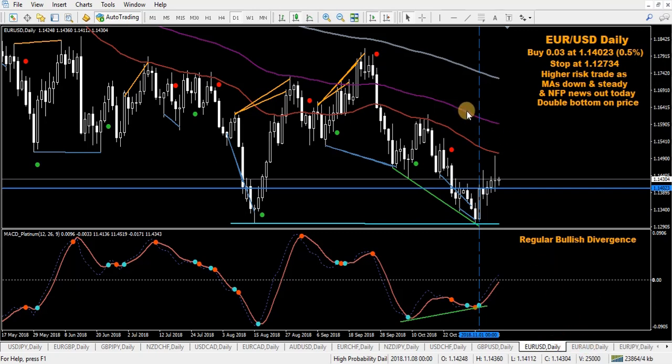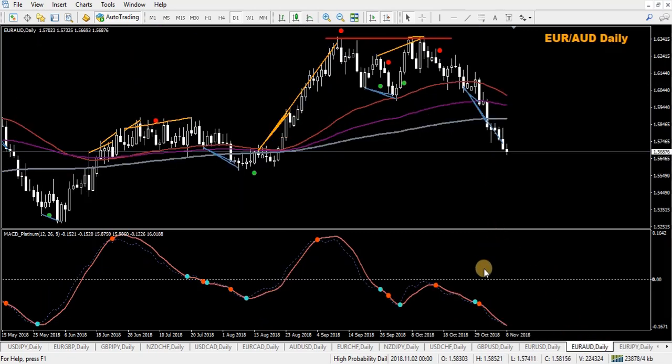Euro Oz, price heading down, nothing at the moment. Looking for buy trades next to the upside. Euro Yen in a buy trade in here. I've stopped out on the original one. You can see my notes down here.